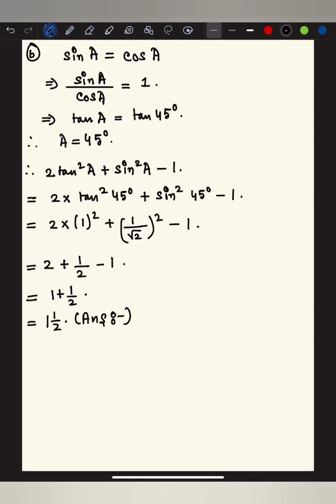Therefore the value of 2 tan square A plus sin square A minus 1 is equal to 2 into tan square 45 degree plus sin square 45 degree minus 1. Tan 45 means 1, so tan square 45 degree will be 1 square, plus sin square 45 degree is 1 by root 2 whole square, minus 1, because sin 45 degree is 1 by root 2. Which equals 2 plus half minus 1. So 2 minus 1 is 1, 1 plus half means 1 and a half. Got it?